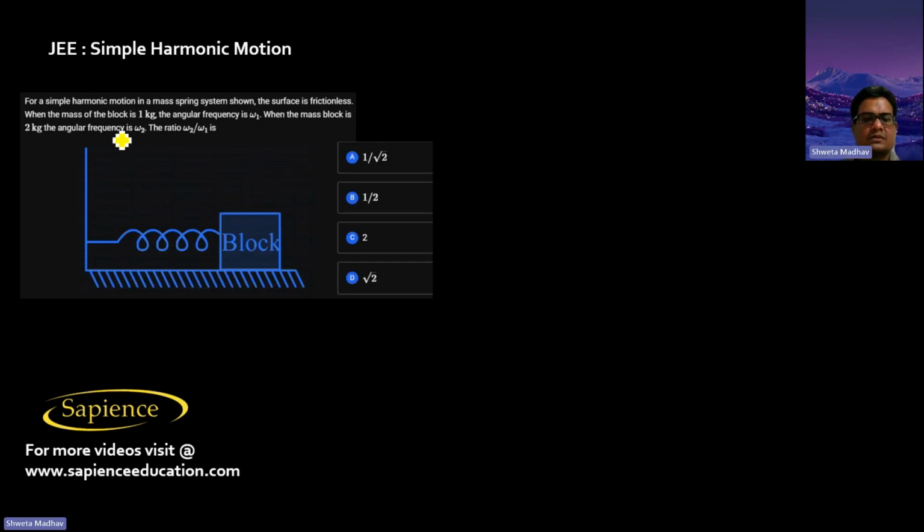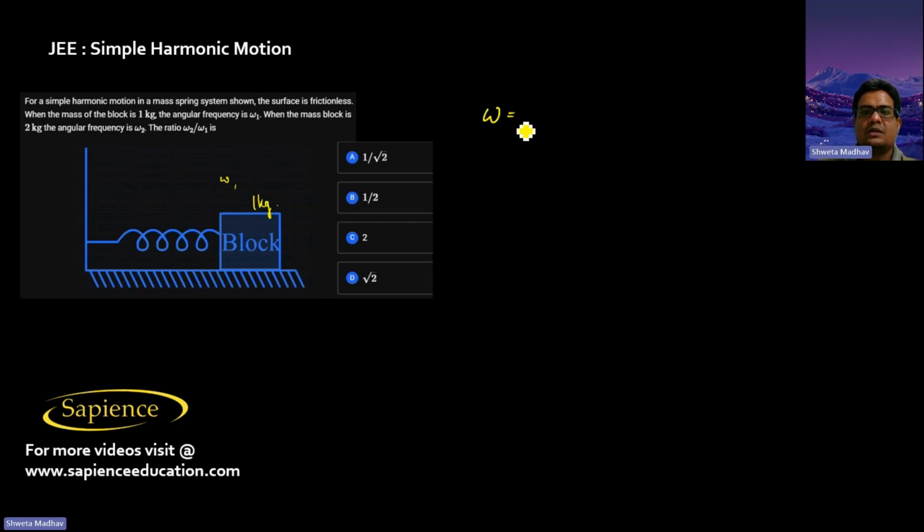Here it is told that for a simple harmonic motion in a mass spring system shown, when the mass of the block is 1 kg, the angular frequency is omega 1, and when the mass of the block is 2 kg, the frequency is omega 2. And the ratio omega 2 by omega 1 is.